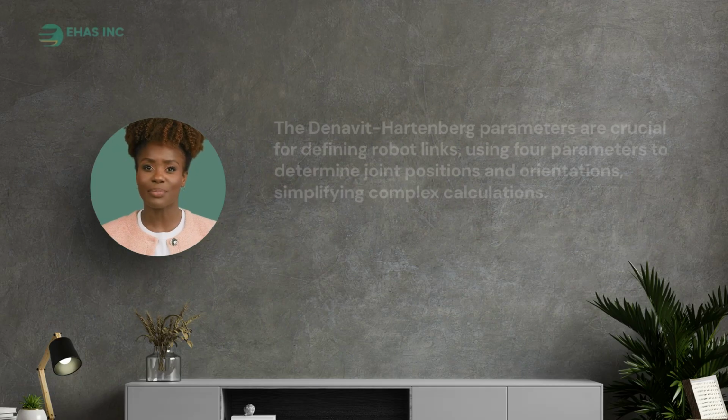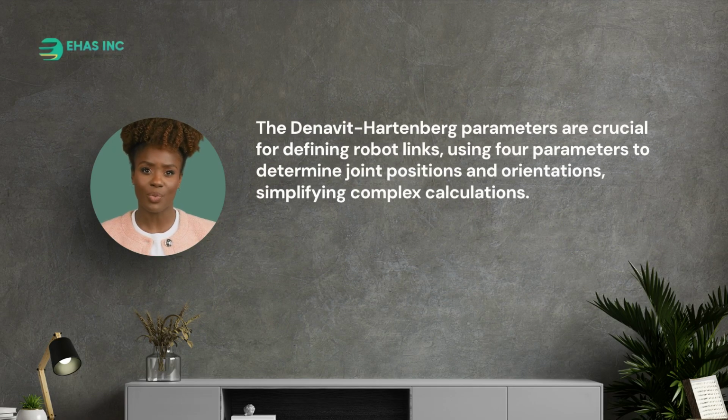The Denavit-Hartenberg parameters are essential for describing robot links. They use 4 parameters to define the position and orientation of each joint. This method simplifies the complex calculations involved.